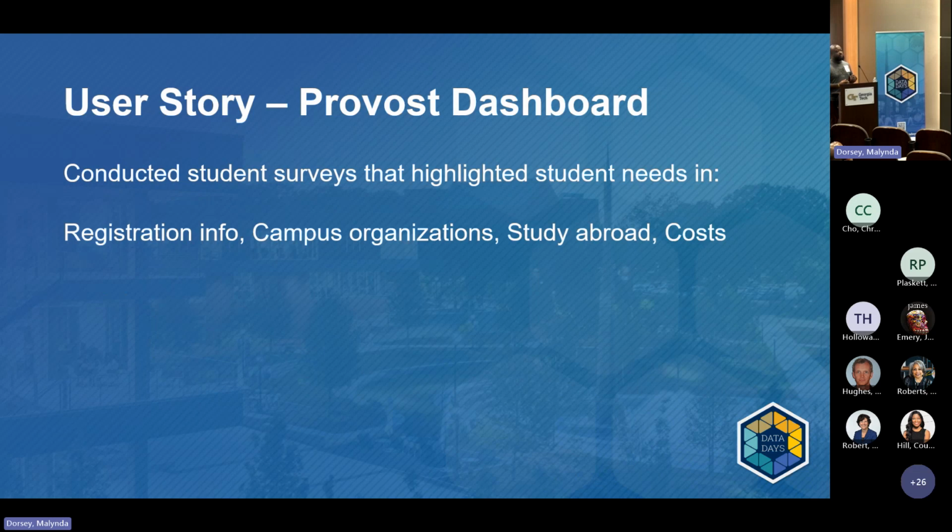So let's talk through their actual processes. First and foremost, in order to get started with this Provost dashboard, they needed to start asking questions of actual students. What are some of the things you are most concerned about? When they did their survey, what came back was registration info, knowing if a class has a wait list, and whether I am going to be able to get off that wait list. They also want to know more about campus organizations, study abroad opportunities, and of course, costs associated with being a student.